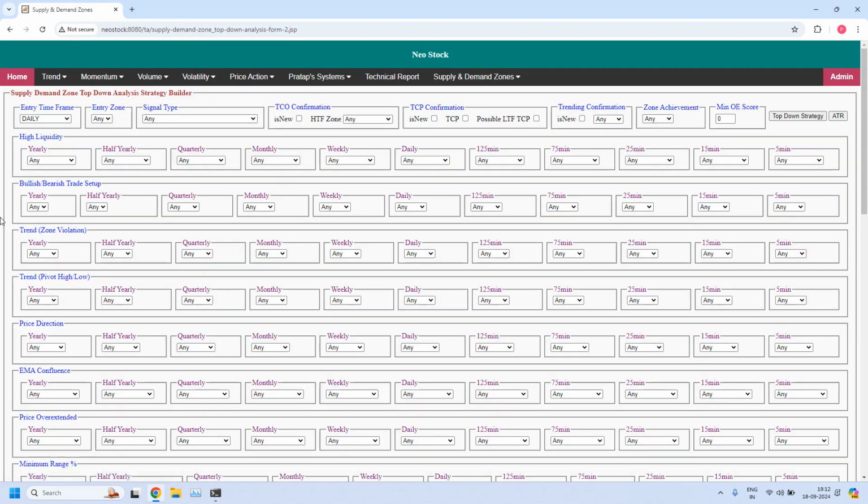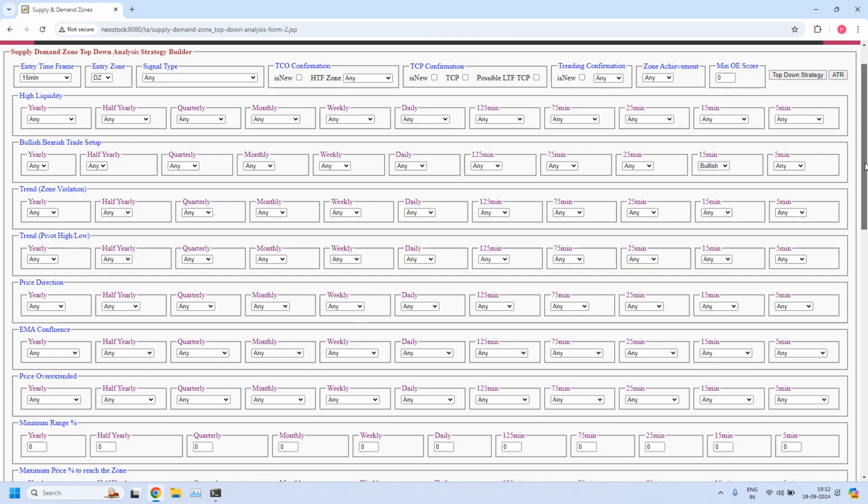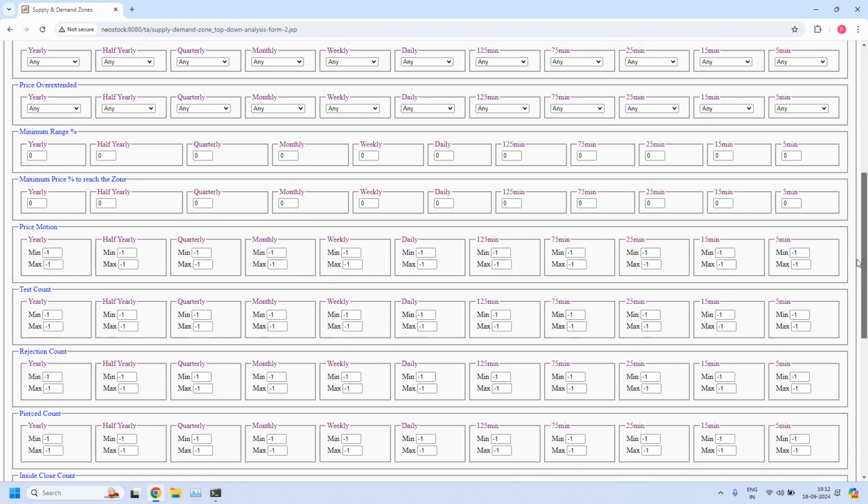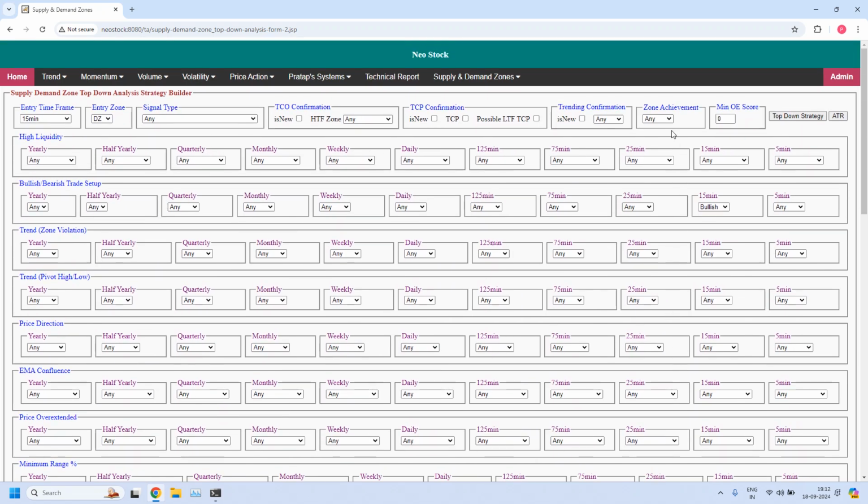So next, bullish trade setup for daily income trade. For daily income trade, entry time frame is 15 minutes. Bullish trade setup entry zone is demand zone. In bullish or bearish trade setup, at 15 minutes time frame, I am selecting bullish. And the 15 minutes demand zone should not be pierced. So in the pierced count, in 15 minutes time frame, I am setting minimum value 0, maximum value 0. That means zone is not pierced.